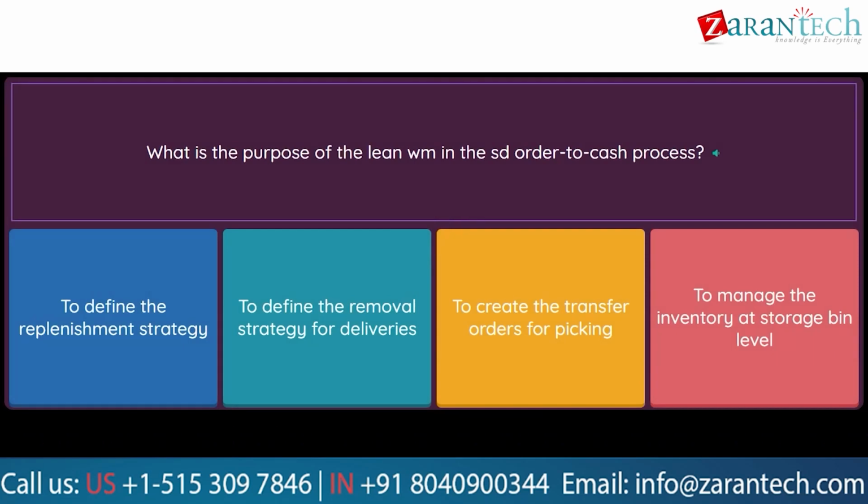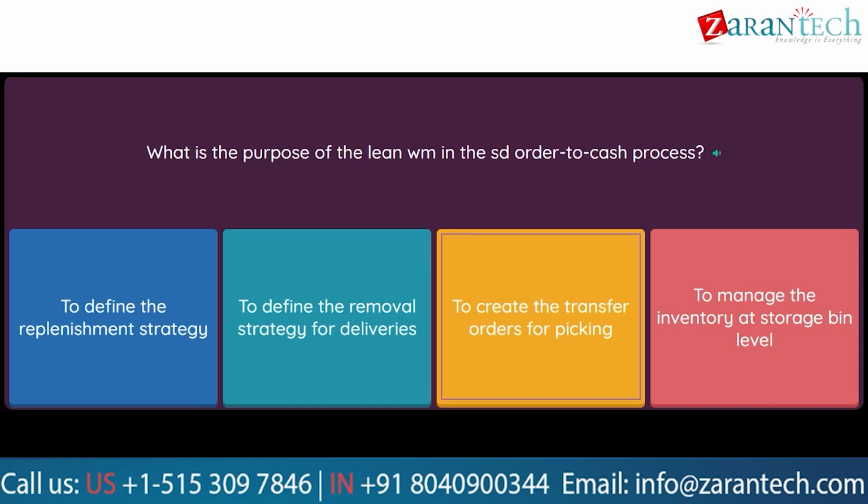Question: what is the purpose of the lean WM in the SD order to cash process? Option 1, to define the replenishment strategy. Option 2, to define the removal strategy for deliveries. Option 3, to create the transfer orders for picking. Option 4, to manage the inventory at storage bin level.